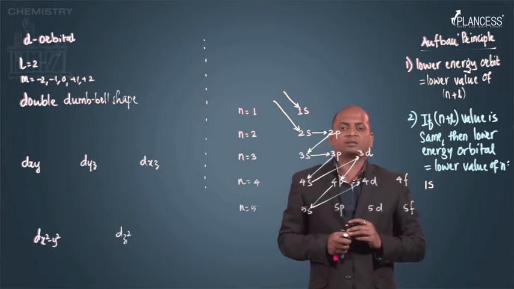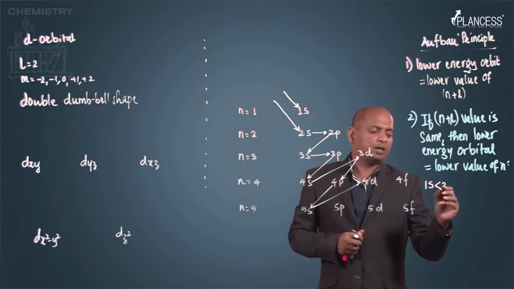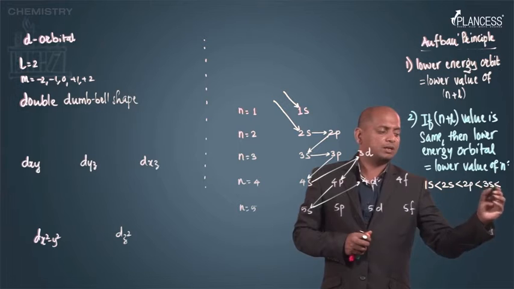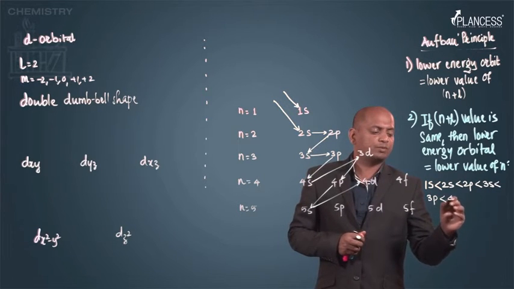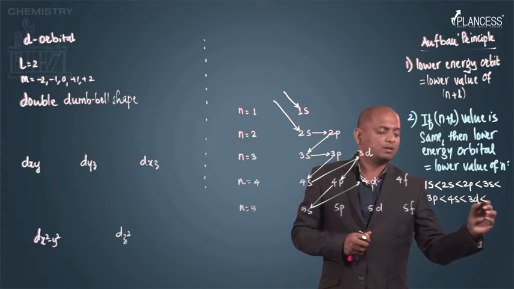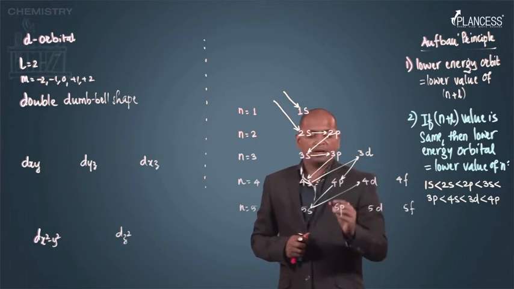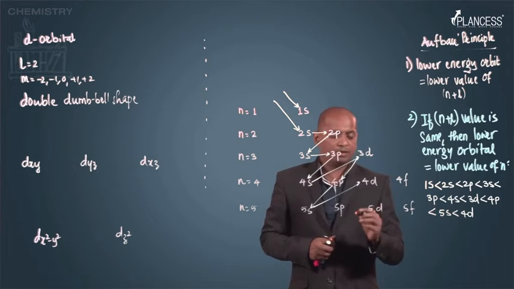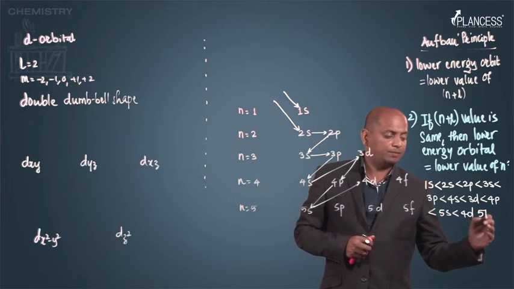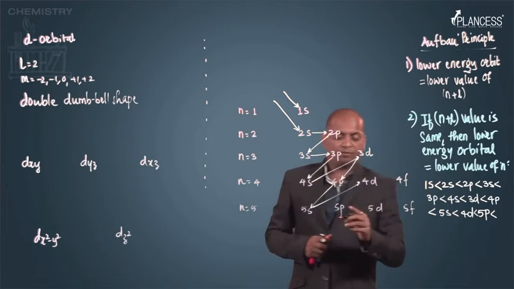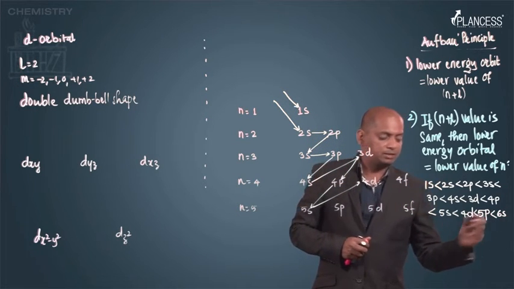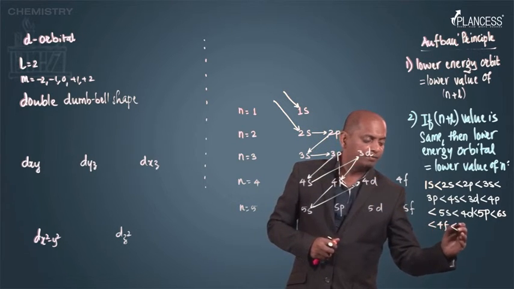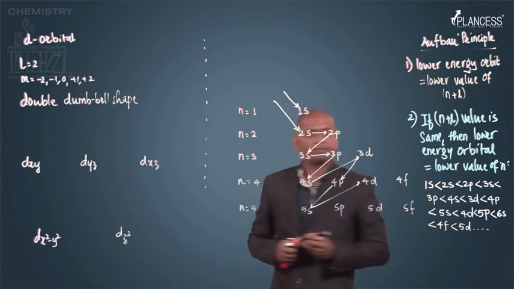First the electron enters the 1s orbital, then 2s, then 2p, then 3s, then 3p, then 4s, 3d, 4p, then 5s, then 4d, then 5p, then 6s, then 4f, 5d, and so on, this way.